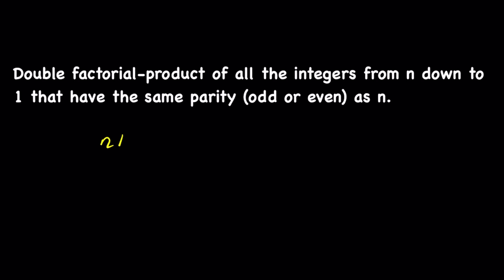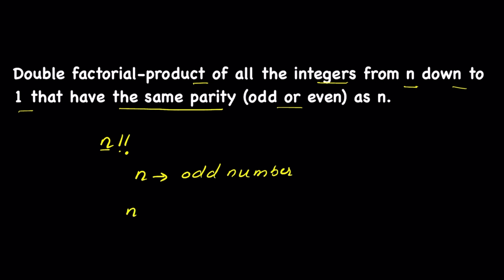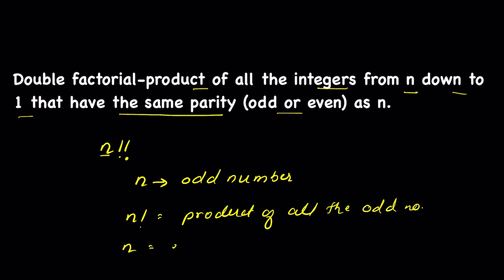Then we have double factorial denoted by n double exclamation. It is the product of all the integers from n down to 1 that have the same parity, odd or even, as n. That means if we have n as an odd number, then it will be equal to the product of all the odd numbers till 1. If n is an even number, then the product of all the even numbers.